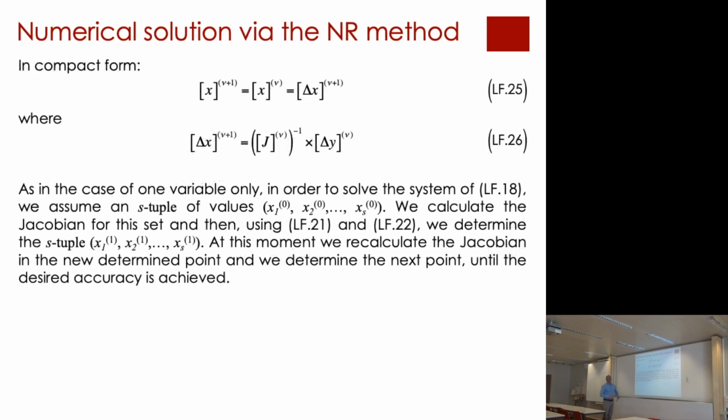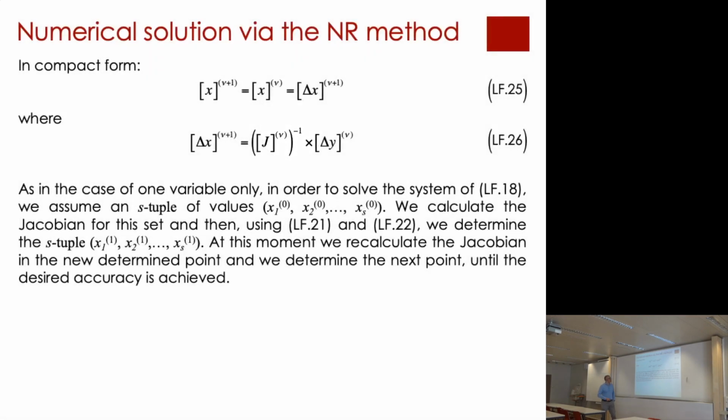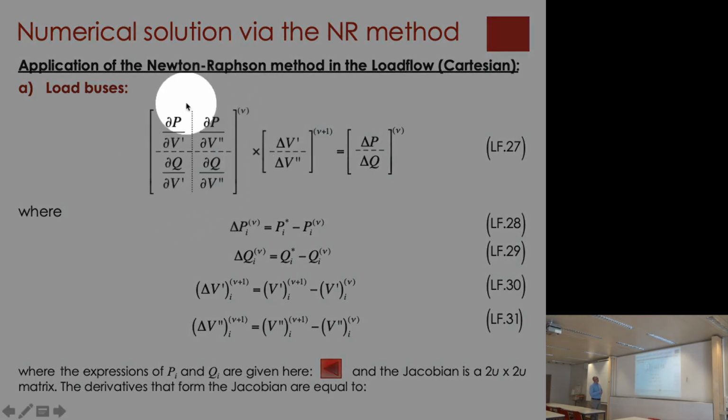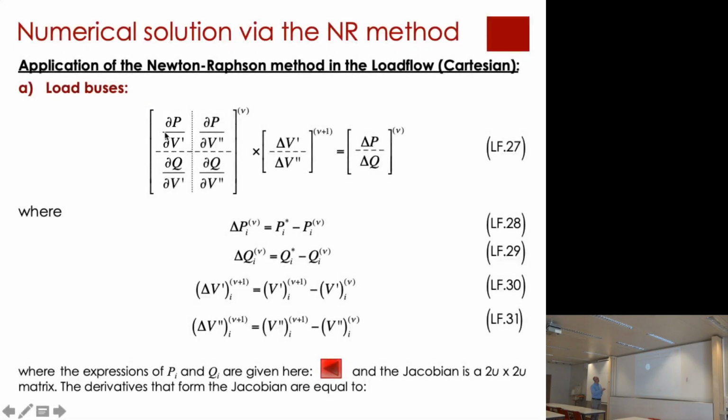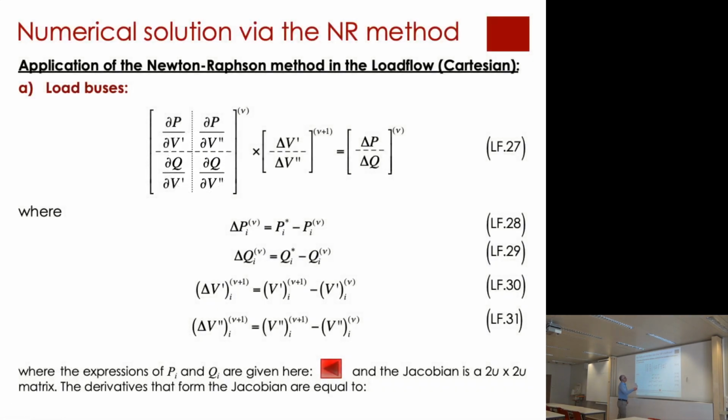If you go back to the formulation of the Newton-Raphson method, the J is composed of the partial derivatives of the load flow equalities. The delta X are given by the residuals on the real and imaginary part of the voltages, and the delta Y are the residuals on the active and reactive powers. This is the Jacobian matrix for the load buses, given by dP over dV prime and dP over dV second. So this is the partial derivative of the active power absorbed by the node with respect to the real and imaginary part of the voltage, and the same for the reactive power. This is a piece of the Jacobian that we need.